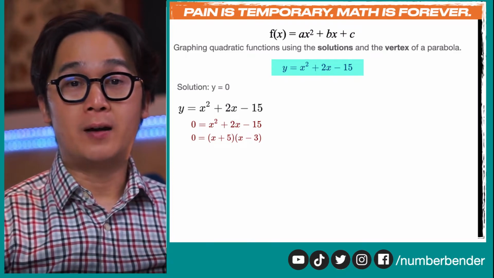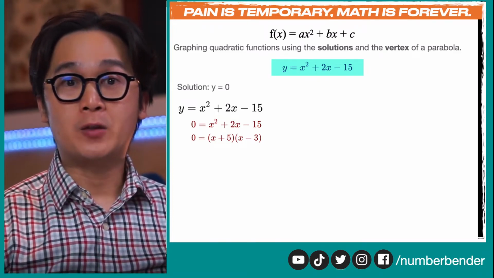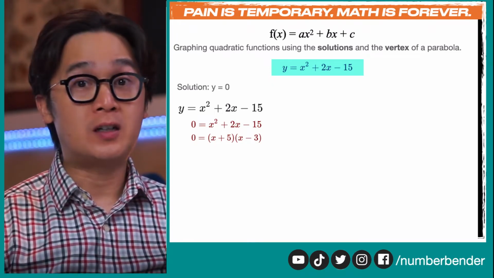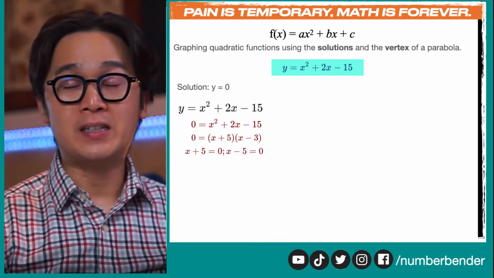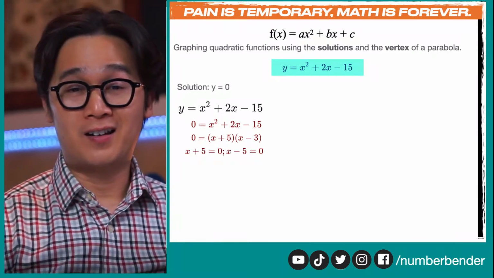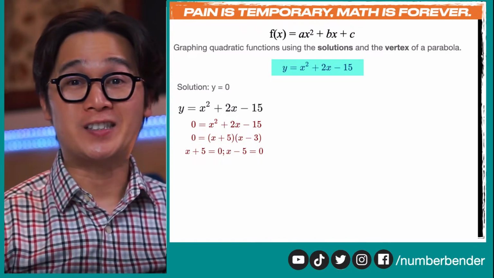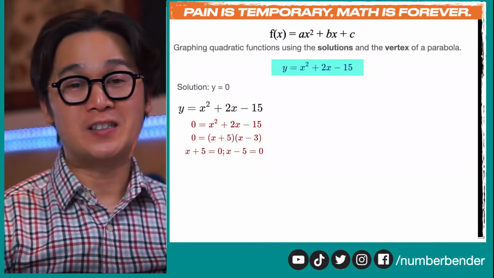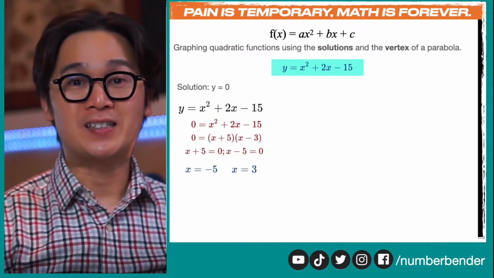So our factors are x plus 5 times x minus 3, and by using the zero product property, we'll be able to equate x plus 5 equal to 0 and x minus 3 equal to 0. So we have these two equations, and now we can find the value of x. Forgive me for the other set of factors because I forgot to change it into positive or negative 3, but it's supposed to be x minus 3 equal to 0, so that our solutions will be x equals negative 5 and x equals 3.